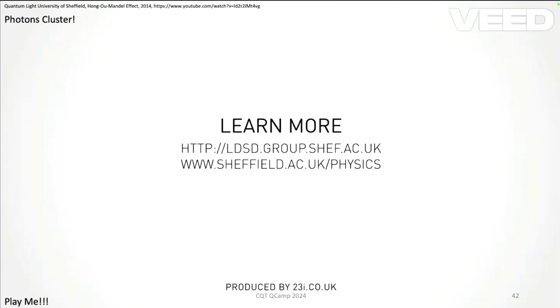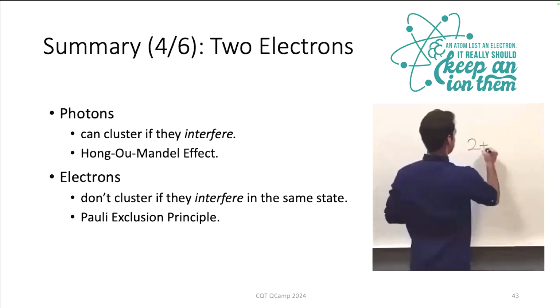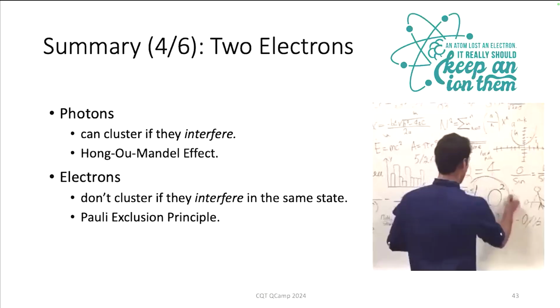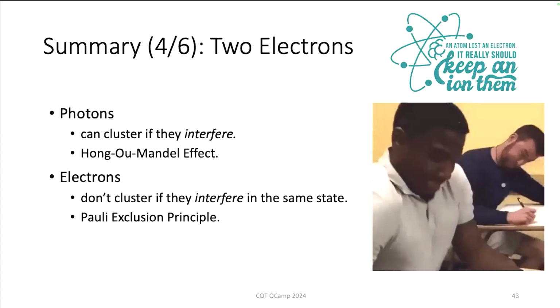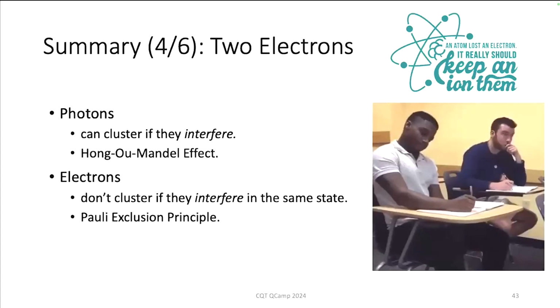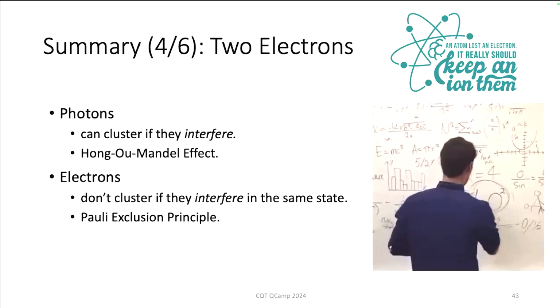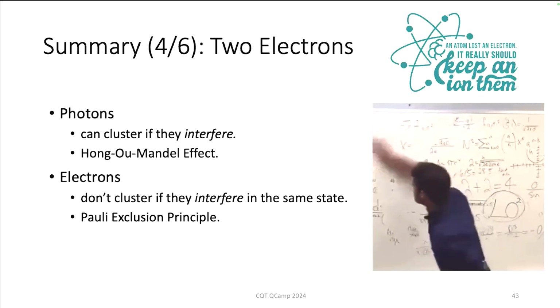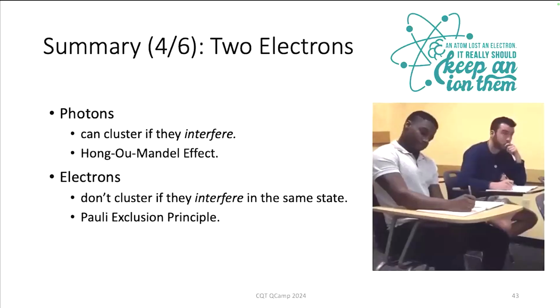So for photons, they actually cluster. For electrons, they don't, if they are the same spin. Right. So in summary, this is what we talk about. Photons cluster in interference, and it's called the Hong-Ou-Mandel effect. Electrons in the same state don't cluster. It's called the Pauli exclusion principle.